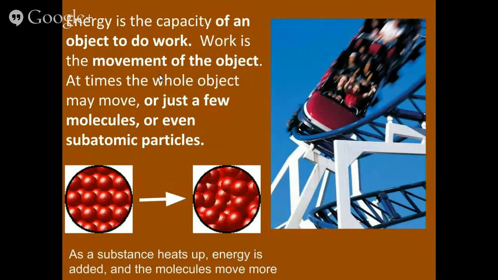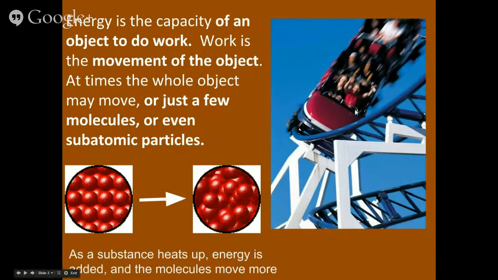So if an object is moving, again, it is doing work. Sometimes the entire object might be moving or doing work, like in a roller coaster. Sometimes just a few molecules might be doing work, such as in the heating of a substance, which causes the molecules to move more. Or even just subatomic particles, protons, neutrons, and electrons, they can just individually be doing work.